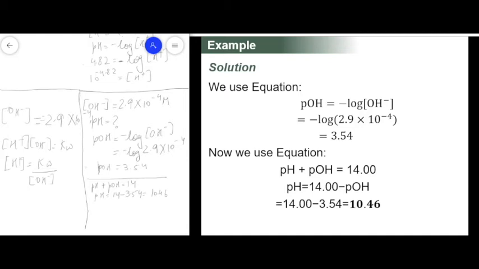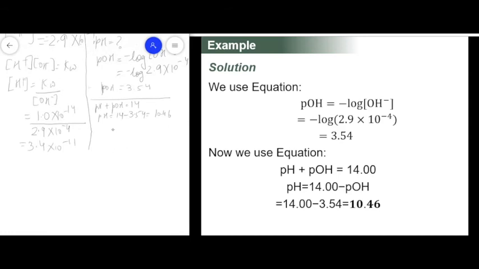We already know the value for Kw, and we already know the value of OH ion, so we can plug in those numbers. This would be 1.0 times 10 raised to the power minus 14 divided by the value that's given to us, 2.9 times 10 raised to the power minus 4, and we can solve for the H ion concentration. Once we know the H ion concentration, we can solve for pH. So this will come out to 3.4 times 10 raised to the power negative 11.